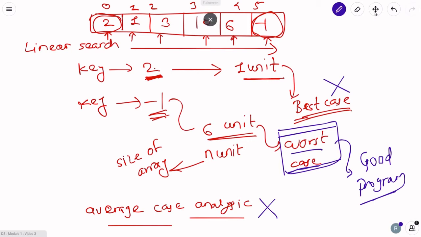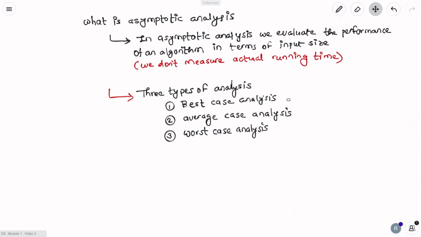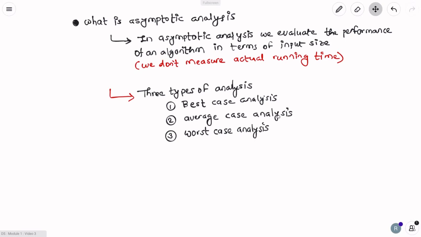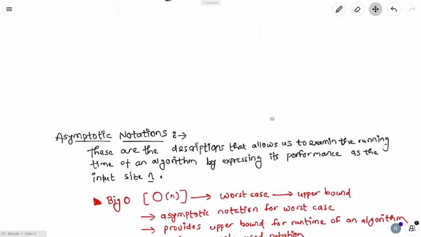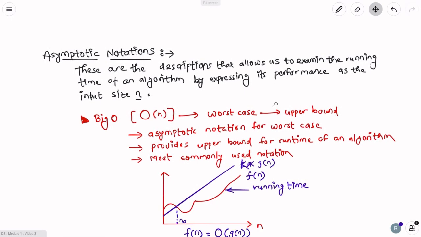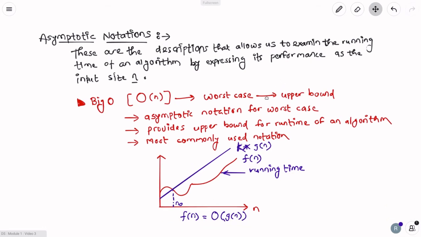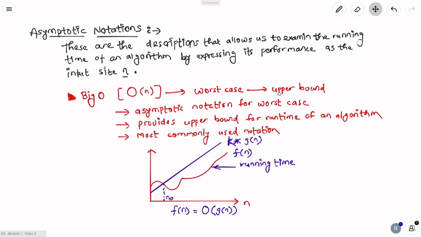So we have three different types of analysis in asymptotic analysis. Now to do the asymptotic analysis, we have some asymptotic notations. To represent the running time of a program, or the time complexity of an algorithm, we have some asymptotic notations. These notations are nothing but descriptions that allow us to examine the running time of an algorithm by expressing its performance in terms of the input size.